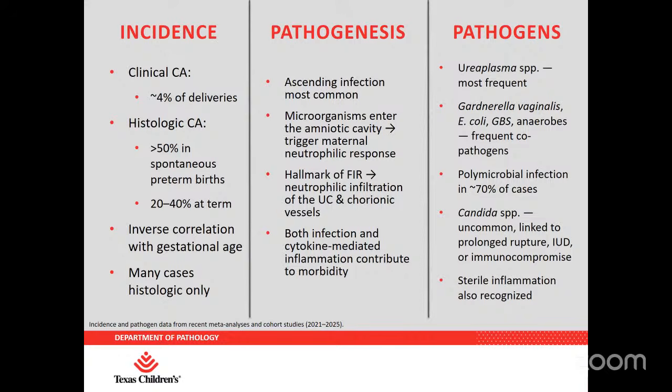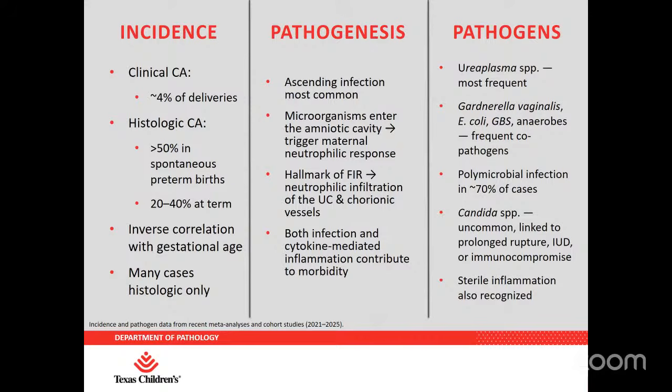Most cases begin as an ascending infection from the lower genital tract. Once microorganisms breach the membranes, they enter the amniotic cavity, proliferate, and trigger a maternal inflammatory response. Neutrophils then migrate into the membranes and chorionic plate, while the fetal response manifests as funisitis and vasculitis, so inflammation of the fetal vessels and the Wharton's jelly surrounding them in the umbilical cord, funisitis.